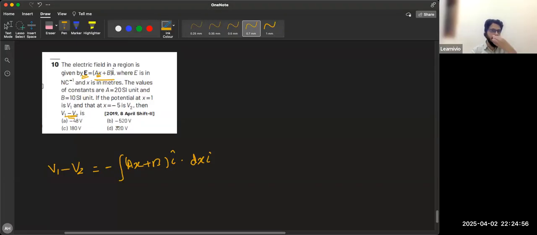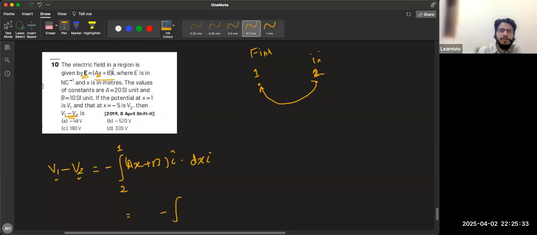You have to integrate it from V1 minus V2, which means your initial point is 2 and final is 1. We go from initial to final. If this is your final point 1 and this is your initial point 2, when you go from 2 to 1, we write V1 minus V2. We integrate from initial to final and write potential as final minus initial. So we can write this as minus integral of 2.